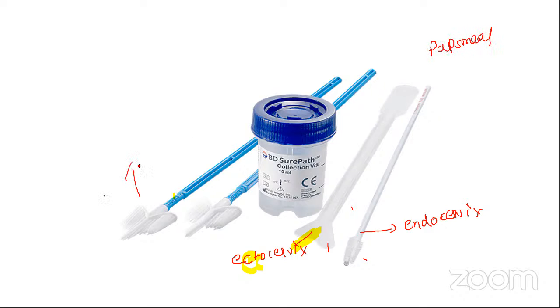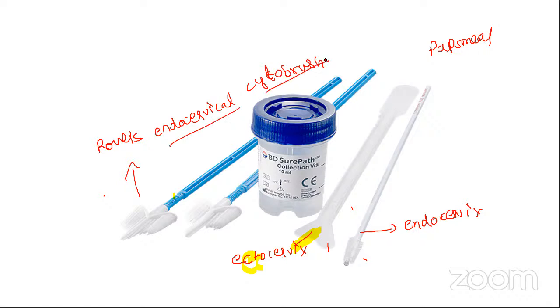Whereas this one which you have is called Rover's endocervical cytobrush. Where do we use this Rover's endocervical cytobrush? It is used for liquid-based cytology. Now you have some tests better than pap smear. Earlier it was only pap smear, but now we have better tests than pap smear, that is liquid-based cytology.